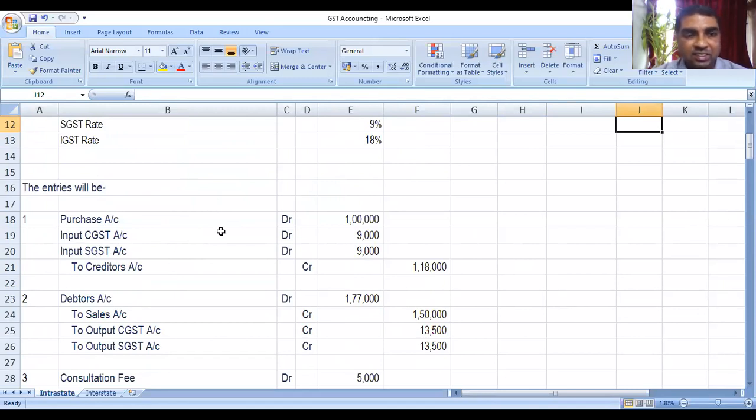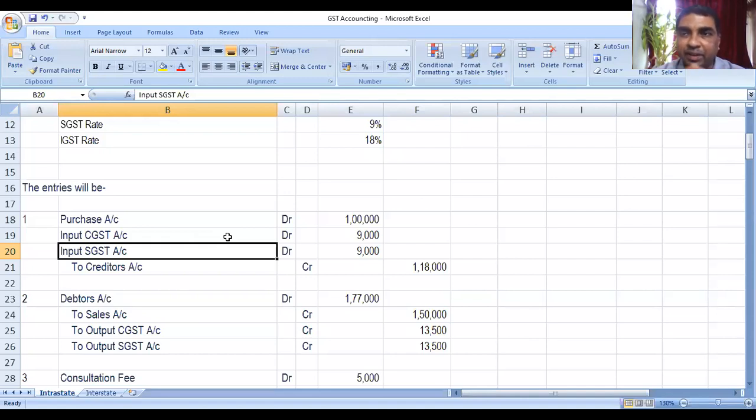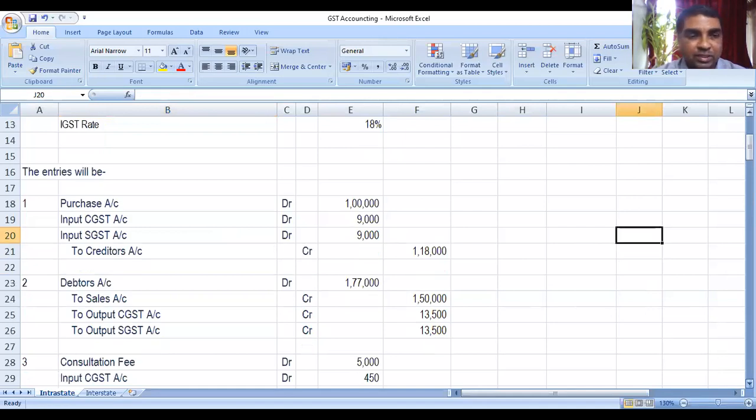Purchase is an expenditure. These two things, CGST input and SGST input, are current assets. Why are they assets? Just like cash, they can be used. They are readily convertible, or you can say equivalent to cash, because these credits can be used while settling the output liabilities. Then creditor account is credited. I think this is a simple entry. You must have understood this.